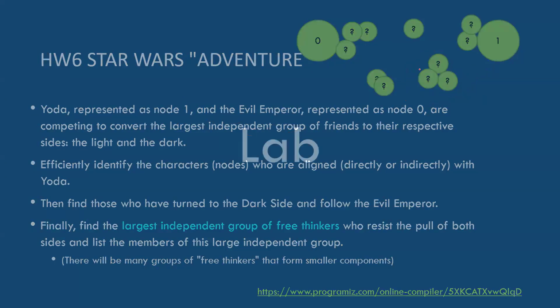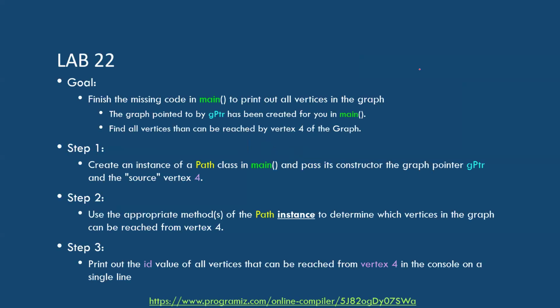Okay, all right, so that leads us to our lab, which is not too hard. Lab 22. We're just going to fill in the missing code in main to print out all the vertices in the graph, okay? And then create a path instance, very much out of our homework today, and use source vertex 4, and then use the appropriate methods in the path instance to determine which vertices of the graph can be reached from vertex 4, okay?